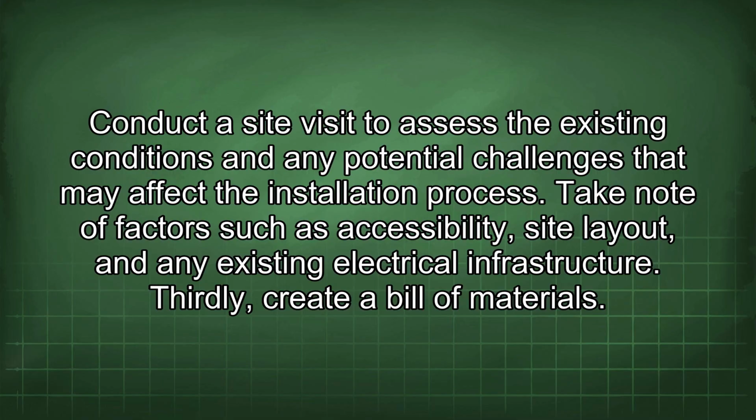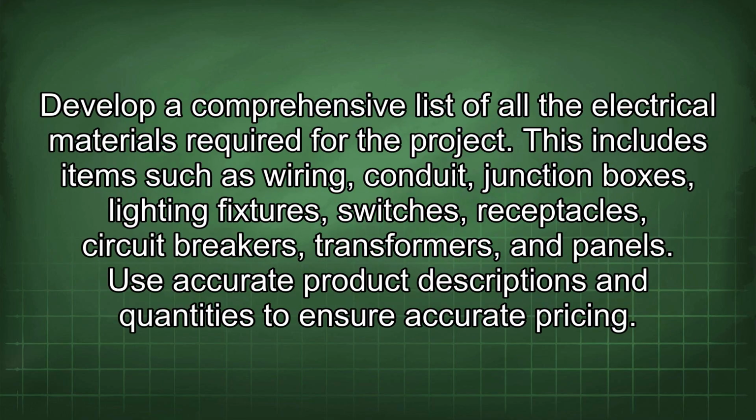Thirdly, create a bill of materials. Develop a comprehensive list of all the electrical materials required for the project. This includes items such as wiring, conduit, junction boxes, lighting fixtures, switches, receptacles, circuit breakers, transformers, and panels. Use accurate product descriptions and quantities to ensure accurate pricing.